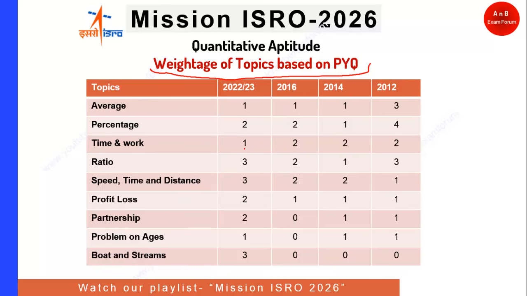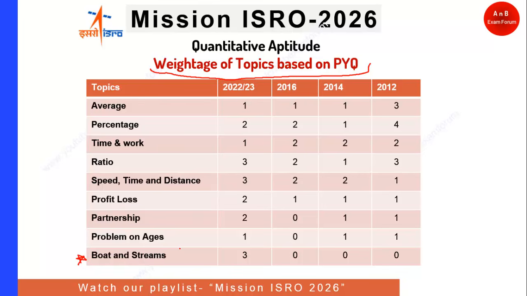Like time and work have only one question, and sometimes it is very difficult for students to understand this concept. But if you take another year, it has two questions in it. So you can see all of these topics generally have 1 to 2 questions, and those which have relatively more importance have 3 questions. Last year we saw 3 questions from boat and stream, and in the previous year we did not see even a single question from this particular chapter.